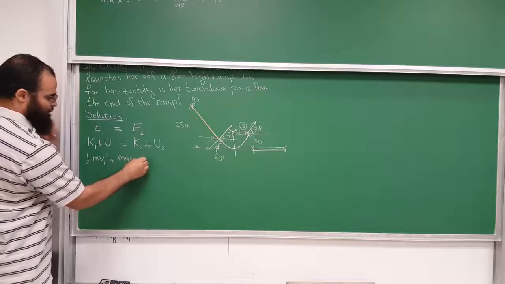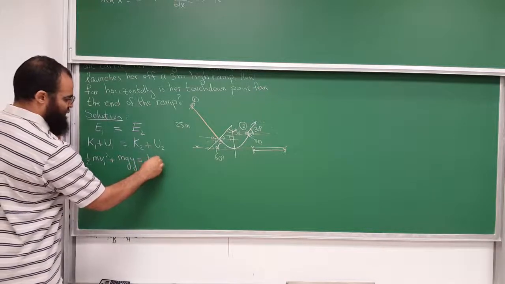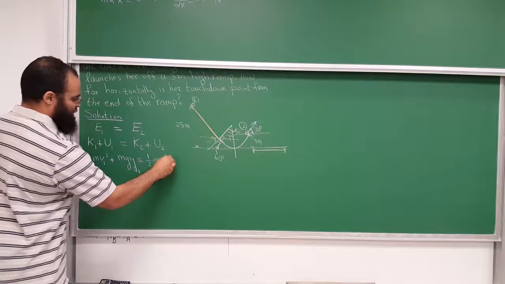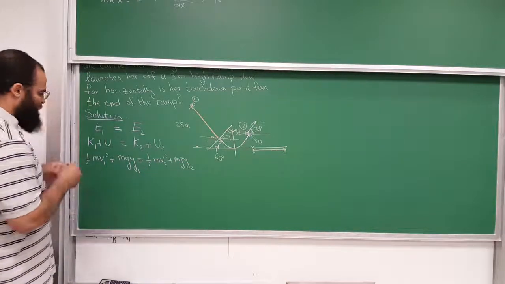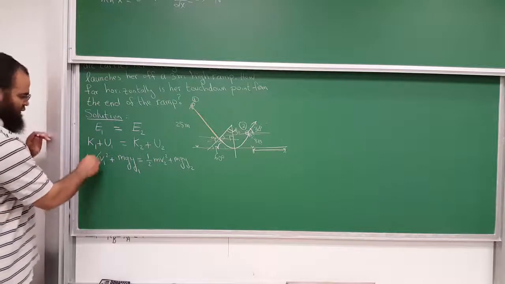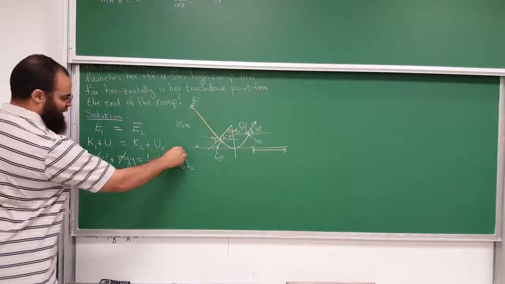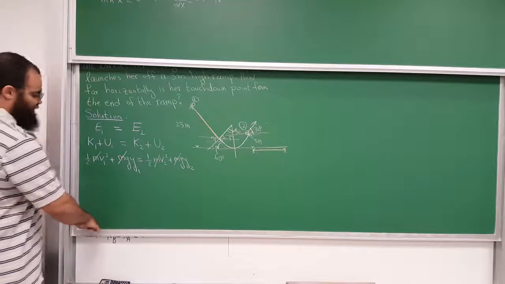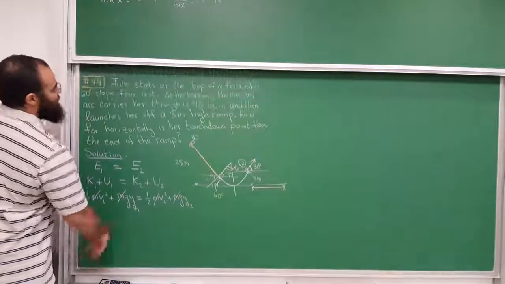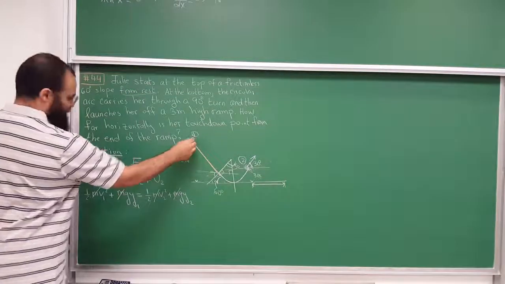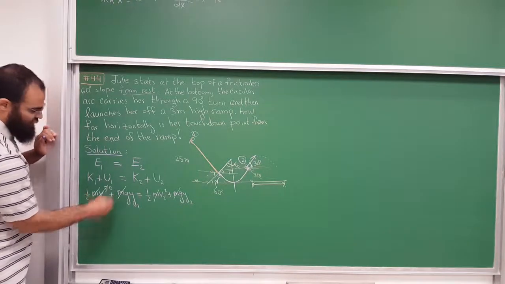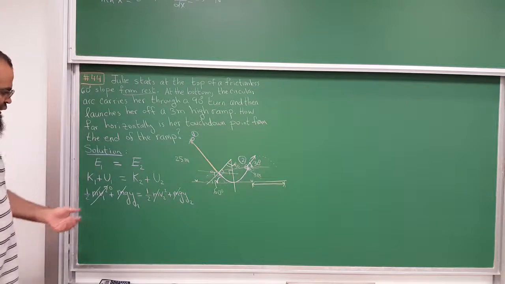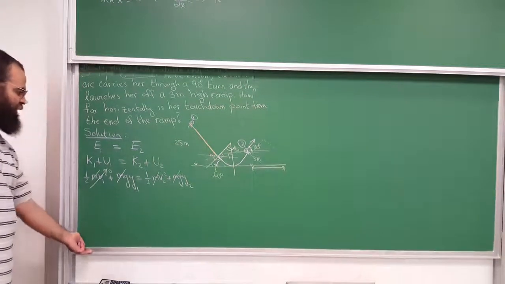Equal to 1/2 mv2 squared plus mgy2. We notice that the mass simply cancels, and since Julie starts from rest at this point, we know that v1 is 0, so this whole thing is actually 0. This is 0. So we get the following.